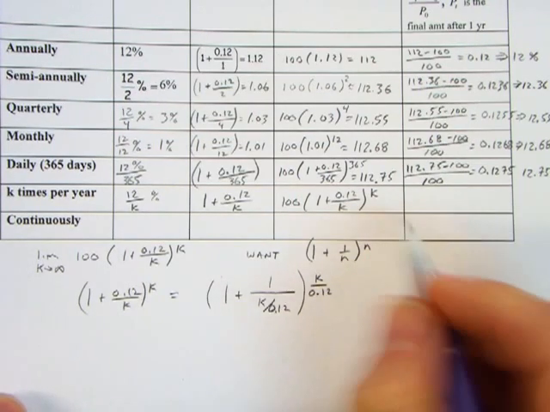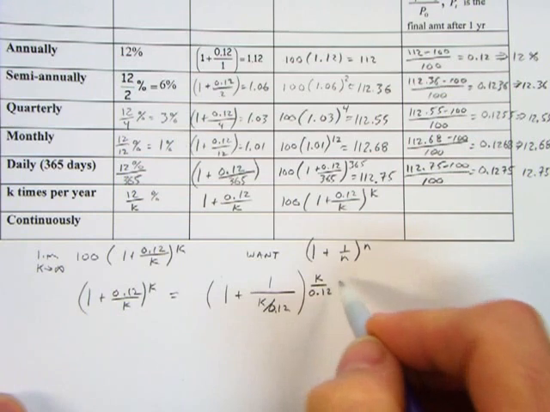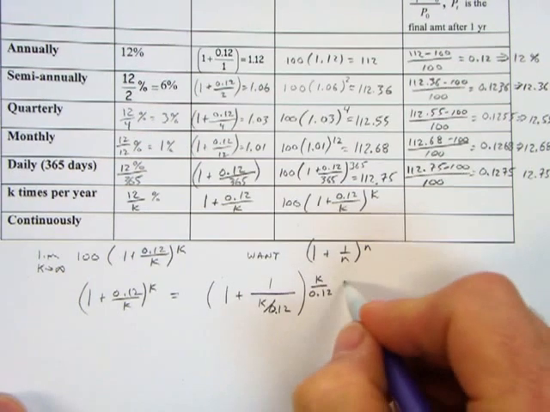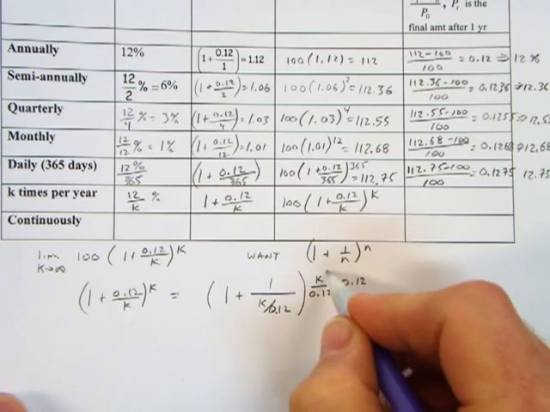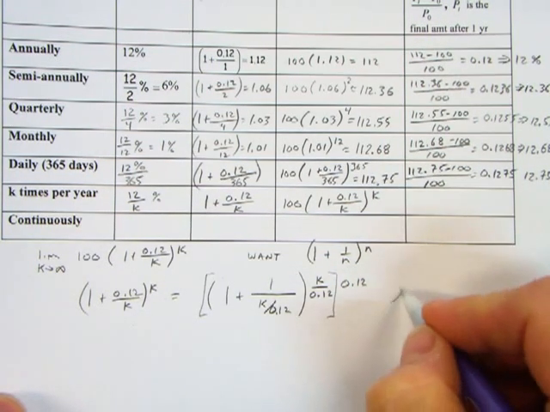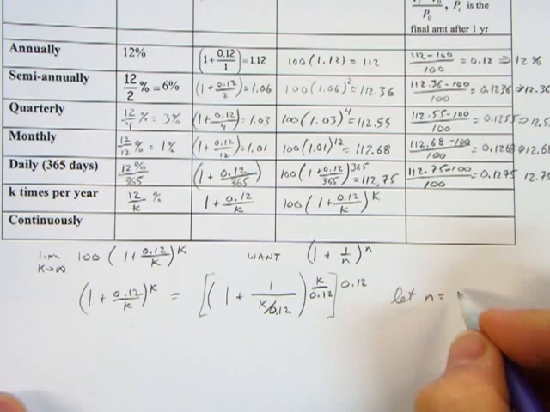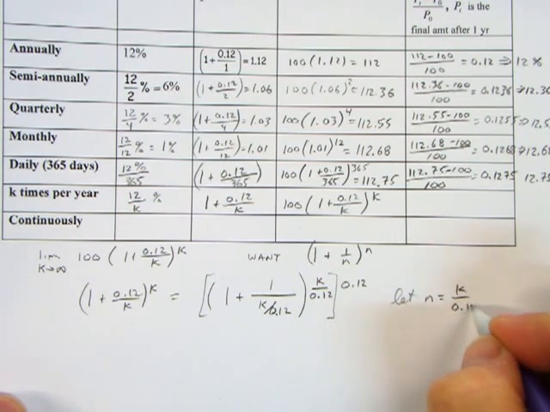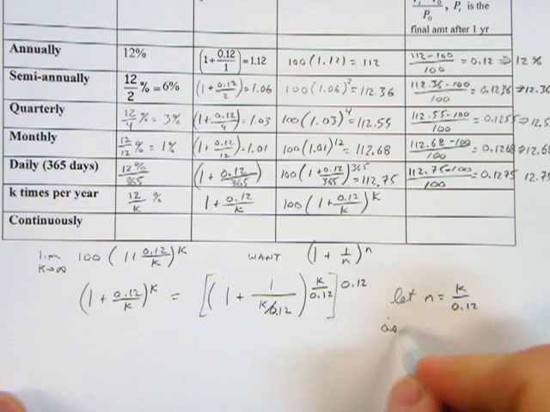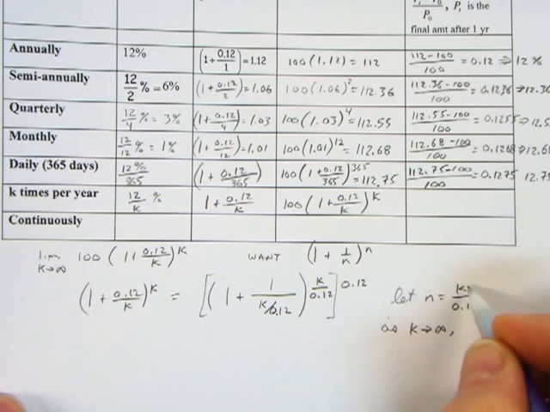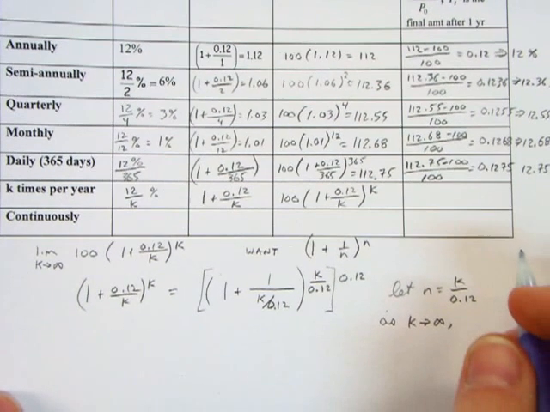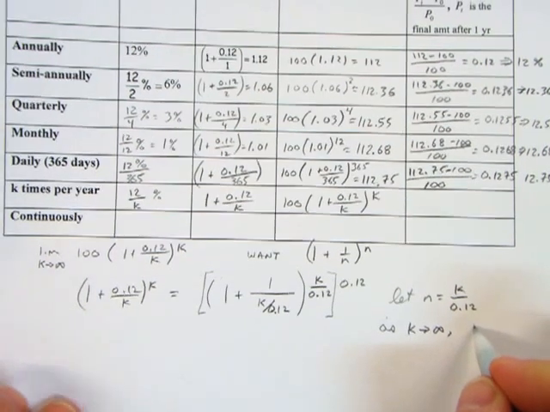What can I do to this? To counteract this 0.12, I can multiply by 0.12. So I can raise this as a power of 0.12. Now what we're going to do is say let n equal k divided by 0.12. And one thing we're going to need to do is think about this. As k goes to infinity, what happens to k over 0.12? As k gets bigger and bigger, and you're dividing by 0.12, what happens to n? Well, n is also going to go to infinity.